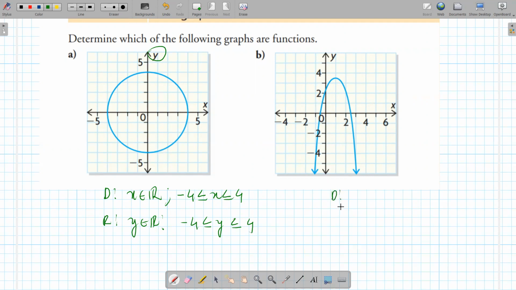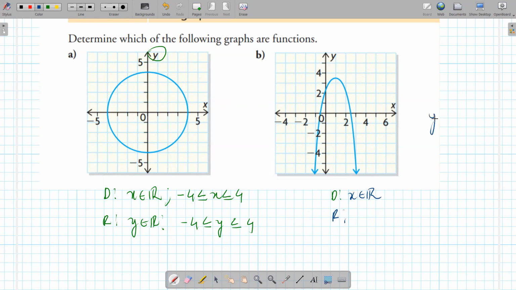Let's look at B. What's the domain of that function? This is a quadratic, this is a circle. So what is the domain of that quadratic function? I think it would be greater than or equal to 0.5? It would not be. So for a quadratic function, the domain is x is an element of all real numbers. It can be anything. No restrictions on the domain.